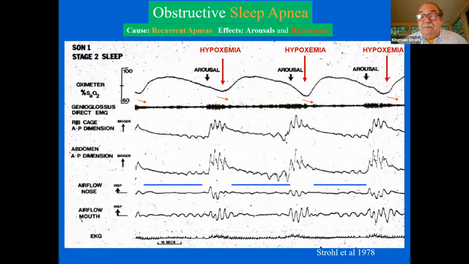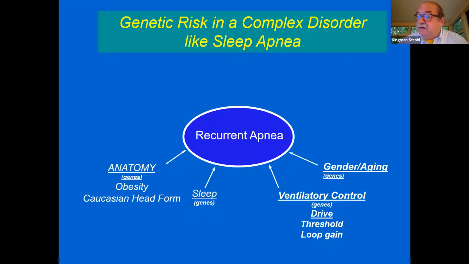If you go to genes and sleep apnea, you'll find associations with length of an apnea. You'll see associations with oxygen saturation, and associations with arrhythmias, all sorts of things. So the genetics of a complex risk for this sort of thing is based on anatomy, sleep, ventilatory control, and genes.